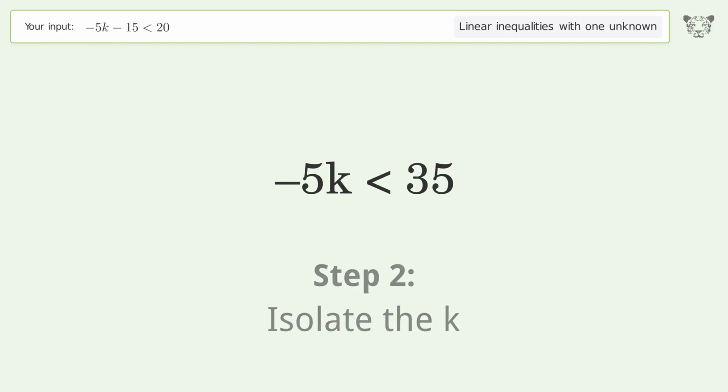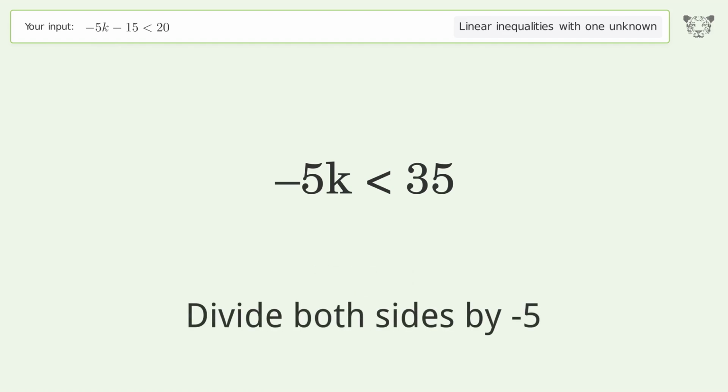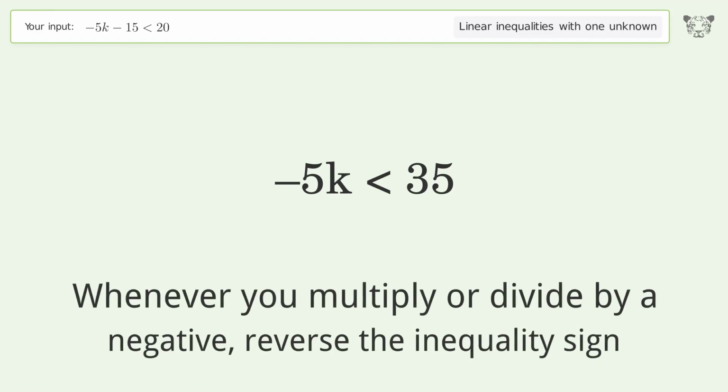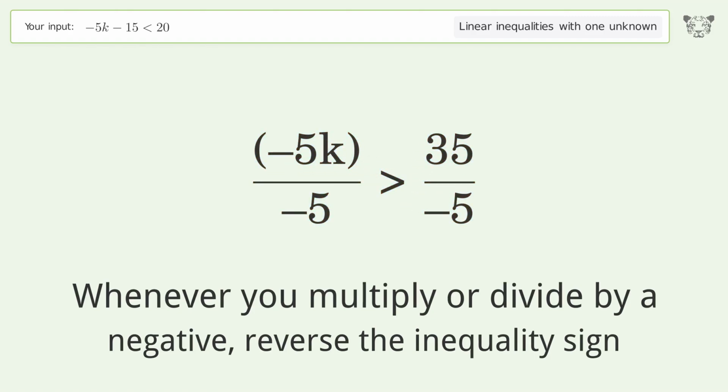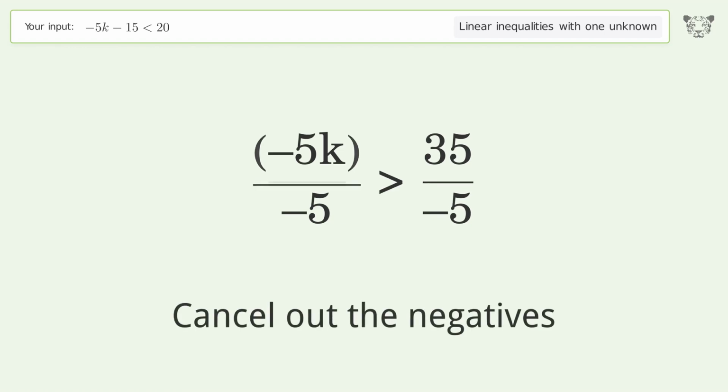Isolate the k. Divide both sides by -5. Whenever you multiply or divide by a negative, reverse the inequality sign. Cancel out the negatives.